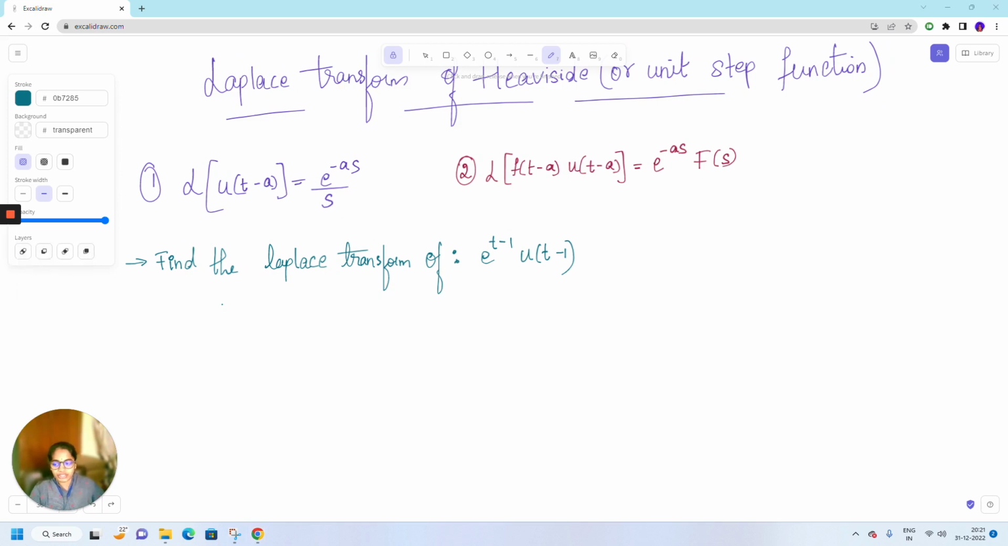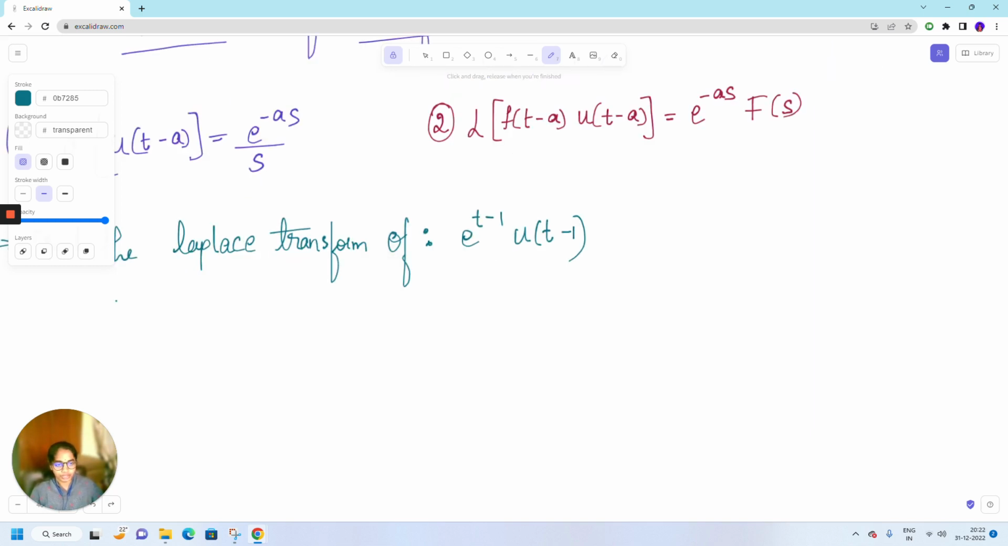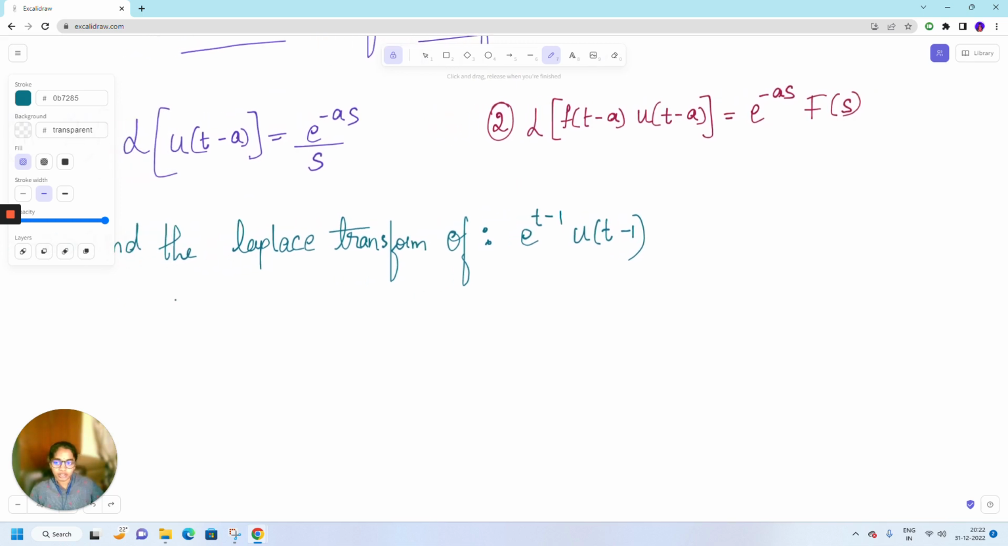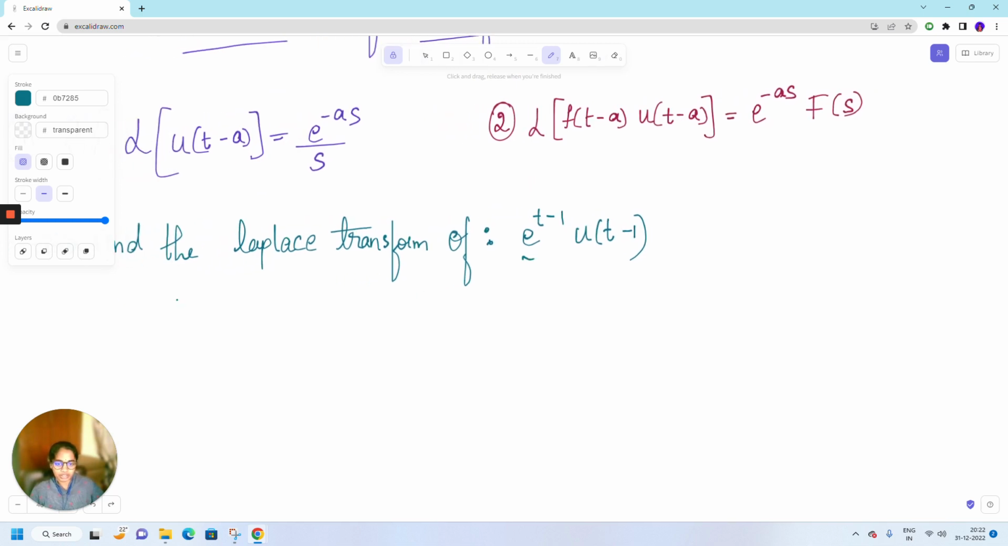We have a question here that says find the Laplace transform of e power t minus 1 into u of t minus 1. First observe the two formulas that I have written here. The given question is in the form of the second formula. Why? We have here f of t and then u. If we had only u, it would have been our first formula. So using the second formula, I'll solve this.